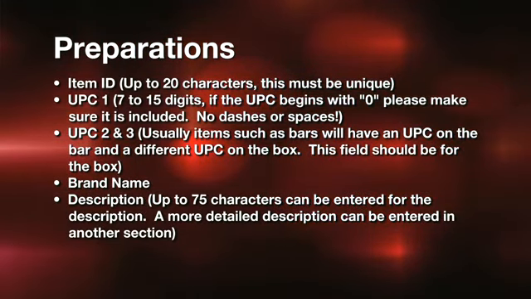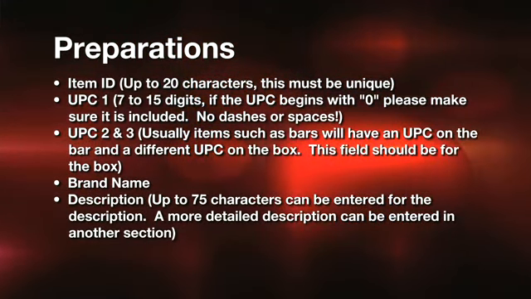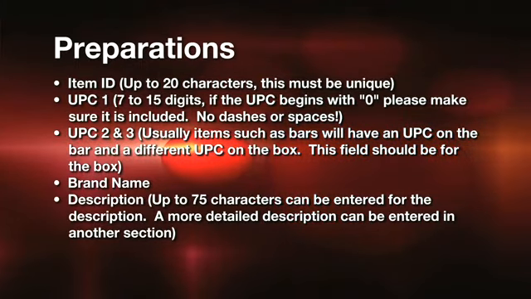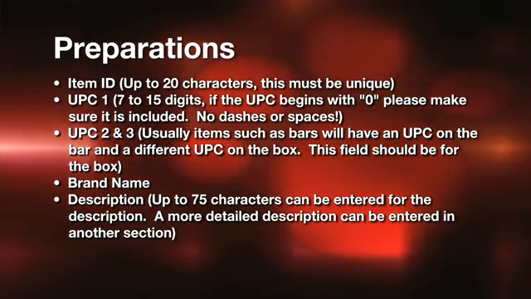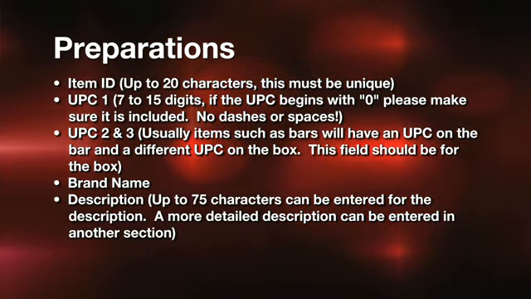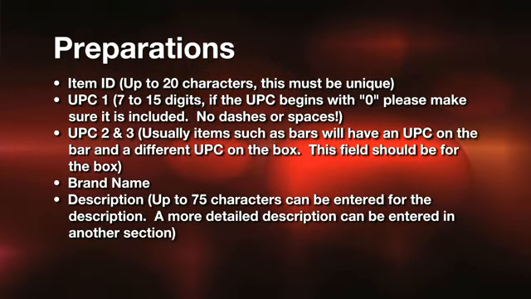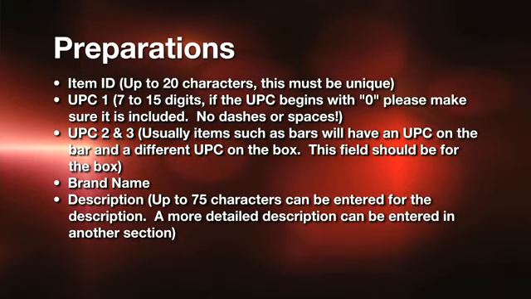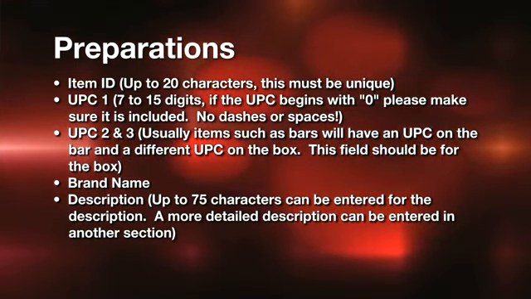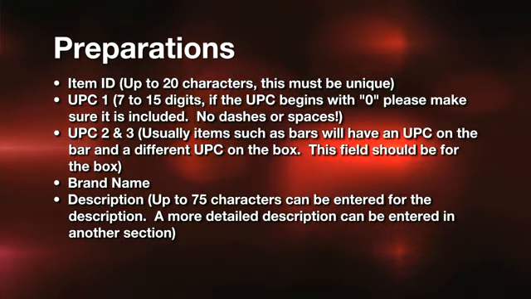UPC 1, 2, and 3. The first will always be the primary UPC, which will be 7 to 15 digits, and if it starts with a 0, make sure that's included, and make sure there's no dashes or spaces. 2 and 3 will be examples like a nutrition bar that may have a UPC on the bar and a UPC on the box. You'll want to make sure both of those are included.